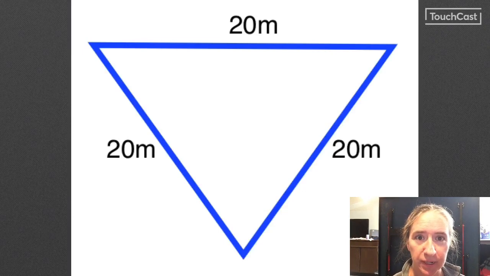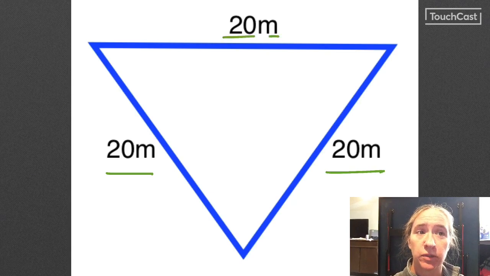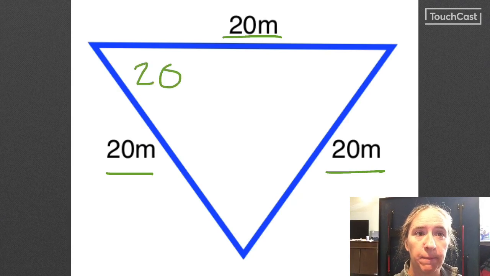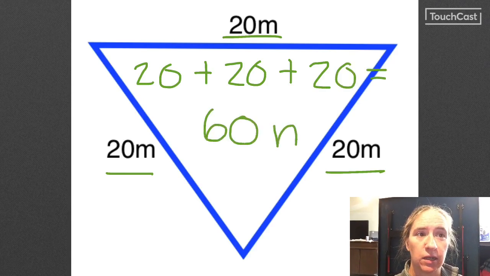So here we have a triangle. This is a very special triangle. It's called an equilateral triangle. Equilateral just means all the sides are the same length, which you can kind of see by looking at it. 20 meters, 20 meters, 20 meters. So how will we find the perimeter? We're going to add up all the sides. 20 plus 20 plus 20 equals 60 meters.